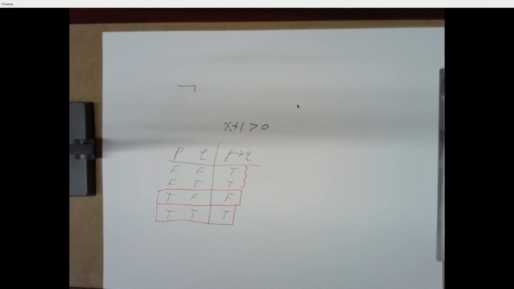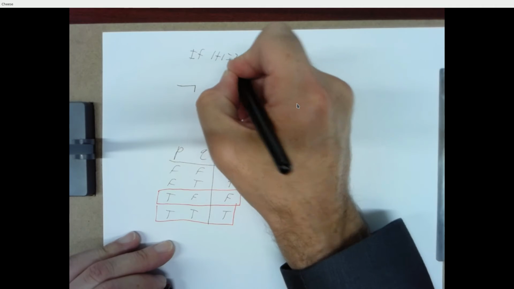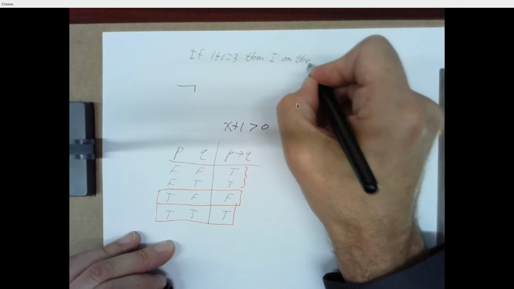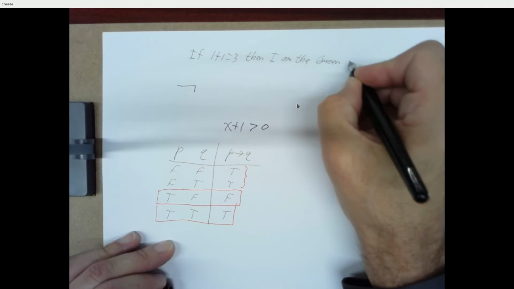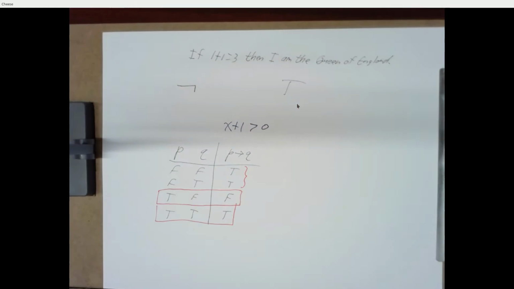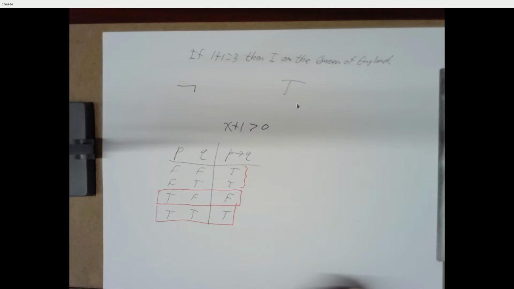So here is a true statement. If 1 plus 1 equals 3, then I am the Queen of England. It's an absolutely true statement. And it's true because of this quirky first entry in the truth table. Right? If the hypothesis is false, it doesn't matter what the conclusion's value is. The whole proposition is true.